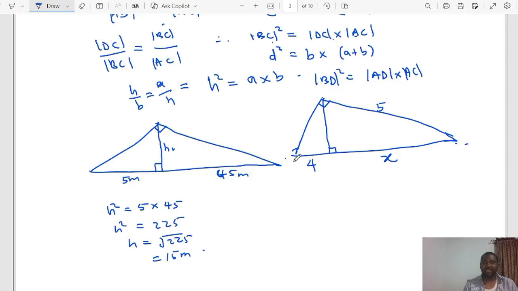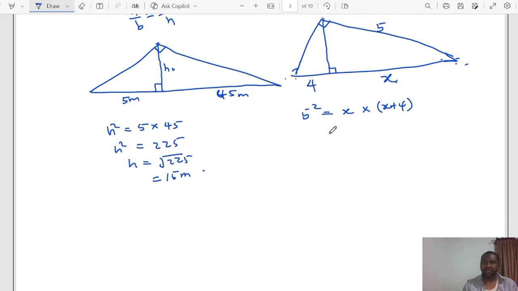So you can see these are adjacent sides of the bigger triangle. Please note these are the only ways a question can come out. I will show you everything. So in this case now, 5 squared is going to be equal to this from here to here, which is x, multiplied by from here to here, which is x plus 4. That's how to go about this. As easy as that. So 25 is equal to x into x plus 4. That means 25 is equal to x squared plus 4x. That means x squared plus 4x minus 25 equals 0.